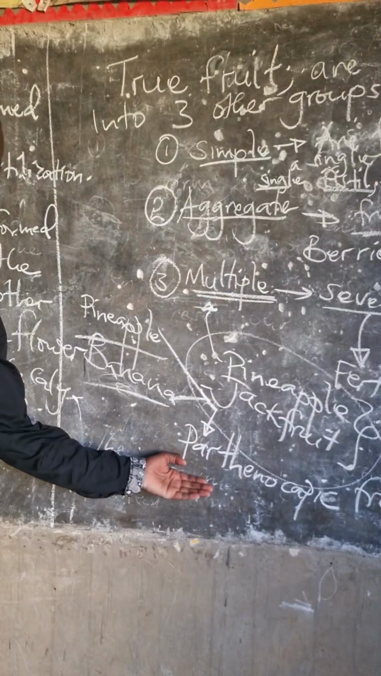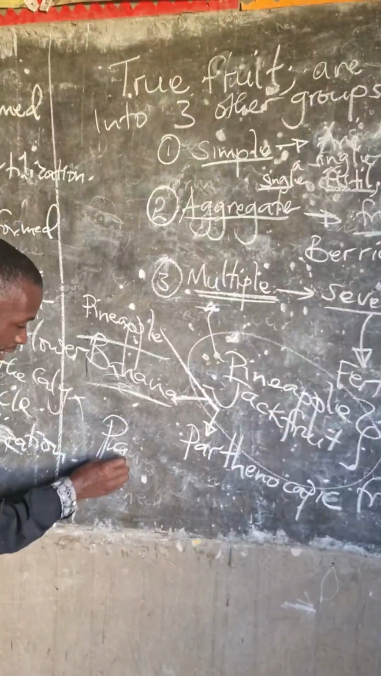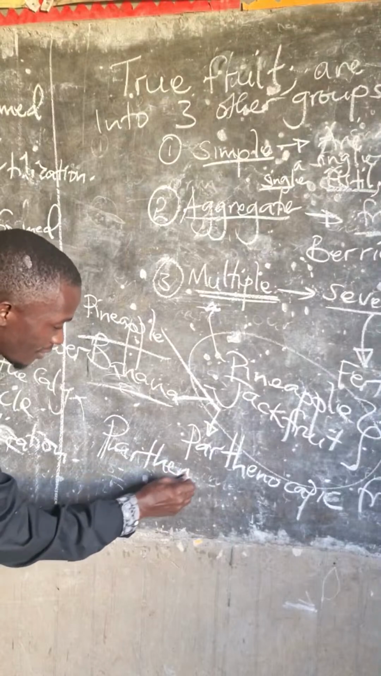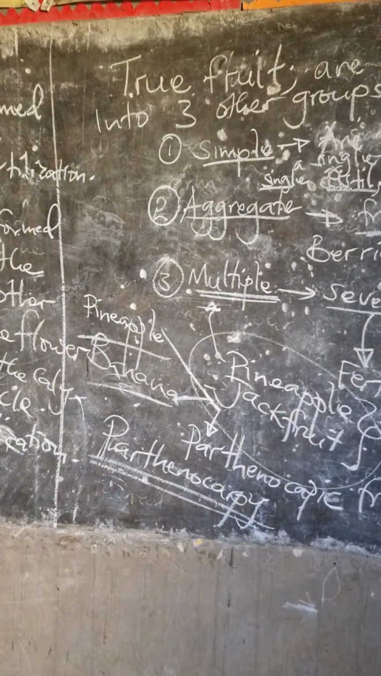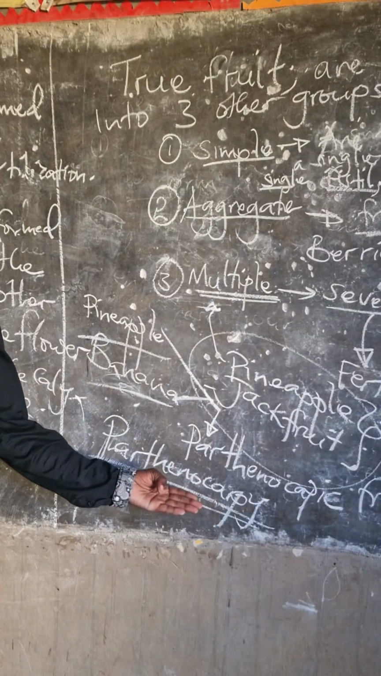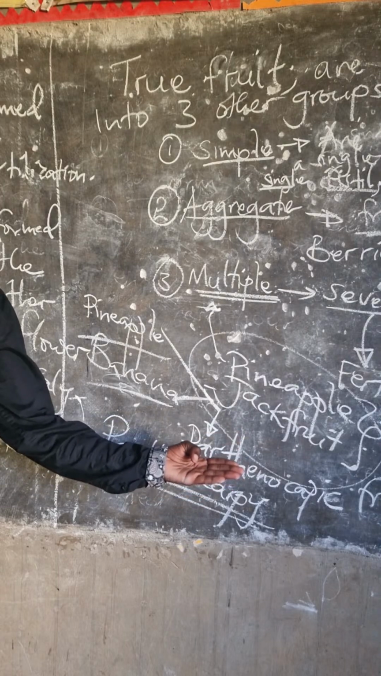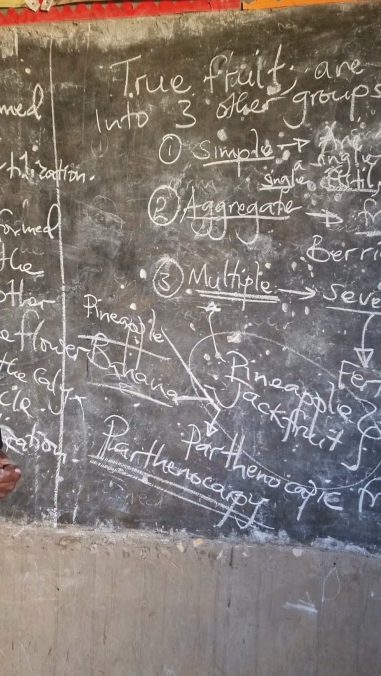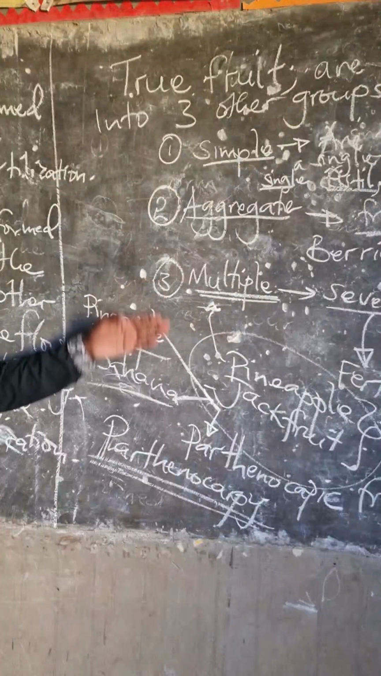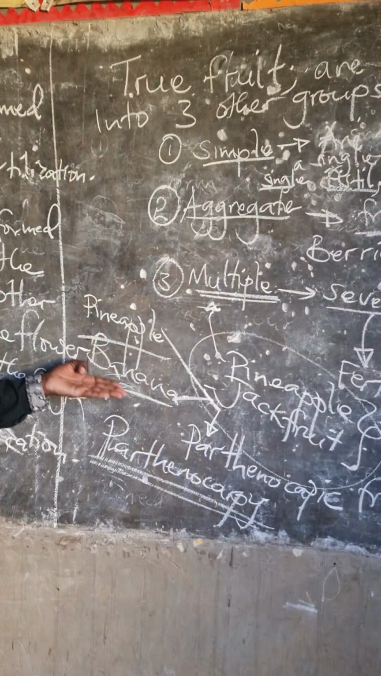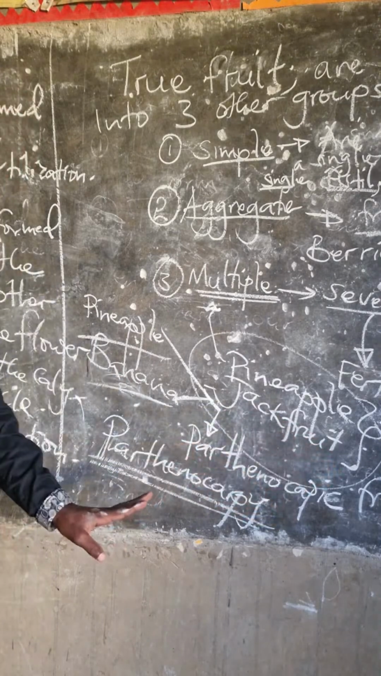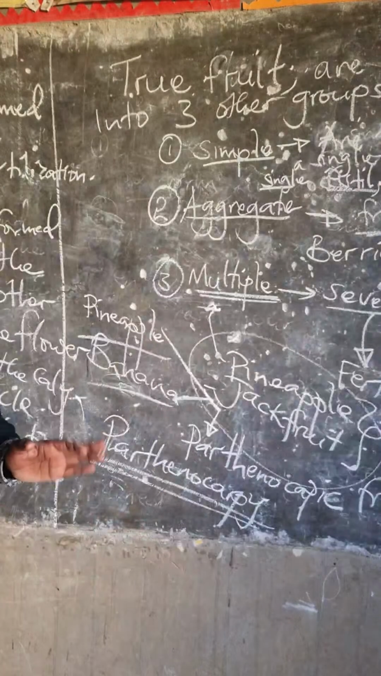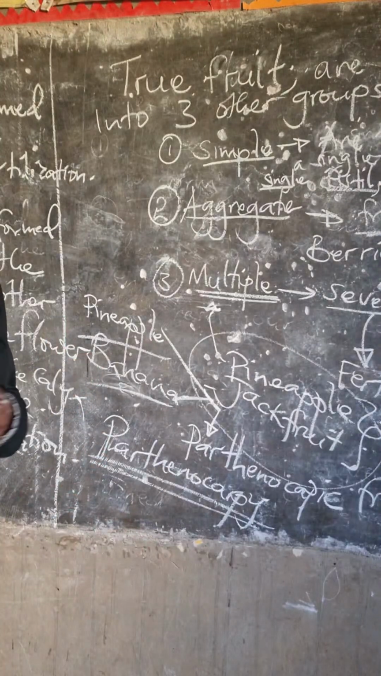They form by a process we call parthenocarpy. The term parthenocarpy means formation of fruits without fertilization. Before we go any further, we need to know this information. The pineapples and banana fruits are known as parthenocarpic fruits because they form without what? Fertilization, without fusion of the male and the female gametes.